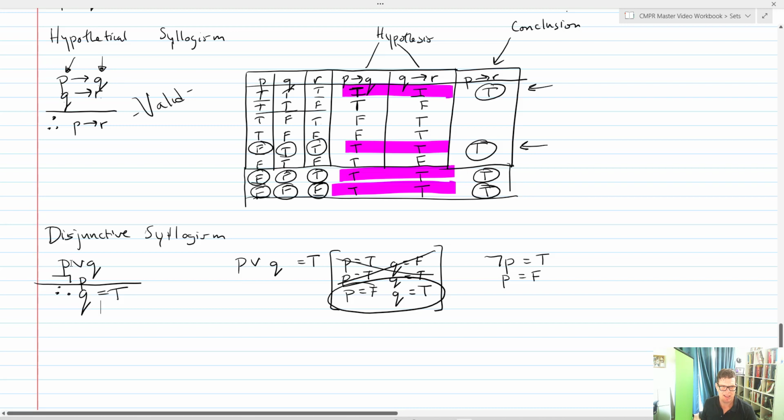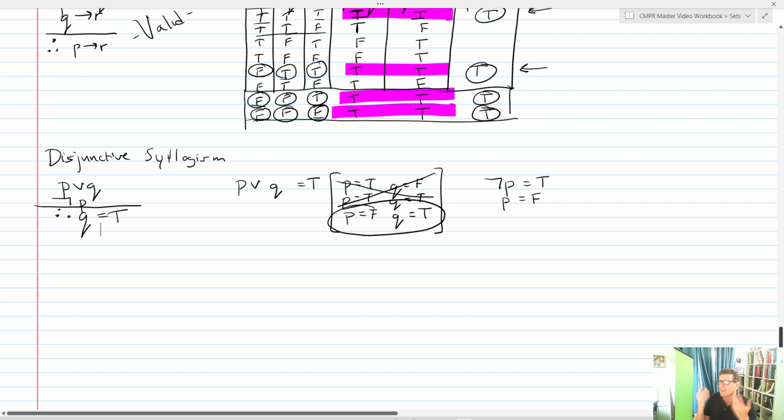Basically what it's saying is that if you have an or statement, and one of the statements is false, the other one has to be true. And if you think about it, it kind of makes a lot of sense. It's very logical, right? I mean, if you think logically, that's how logic should work.